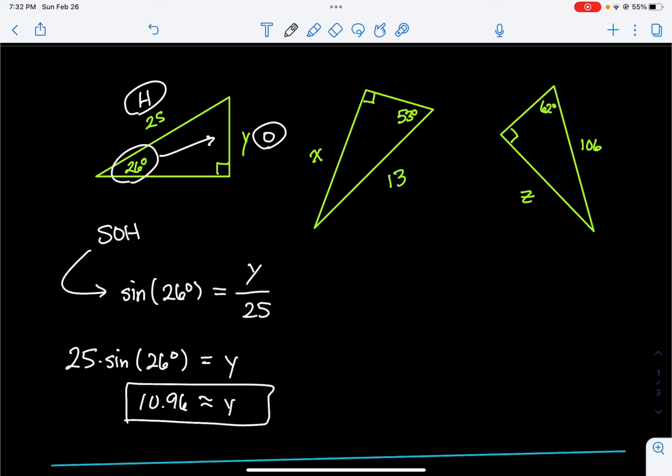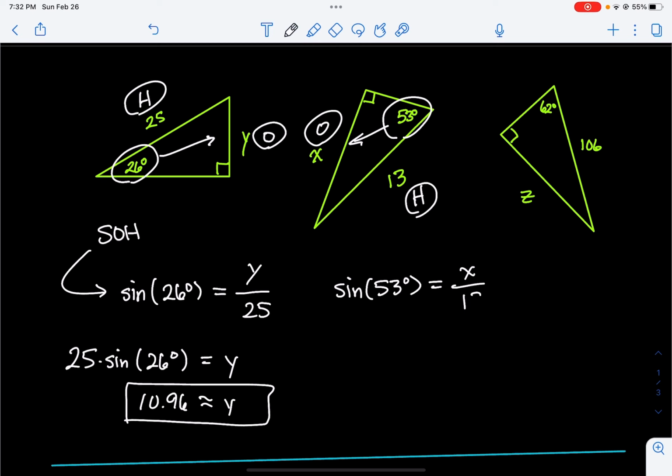And I could do that for these other two examples. The point is, it really doesn't matter what orientation the triangle has, as long as you can identify your opposite side and your hypotenuse, you can pretty much set up the same equation. This will give us sine of 53 degrees is equal to x over 13. And this equation solves in the same way. Sine of 53 degrees times 13 is equal to x. I can just type that into my calculator here, and I get about 10.38.